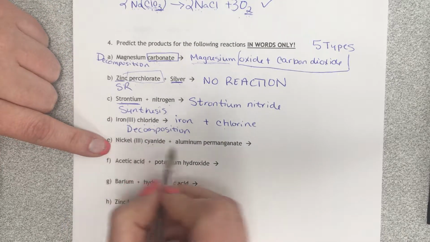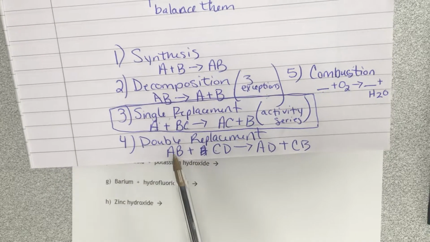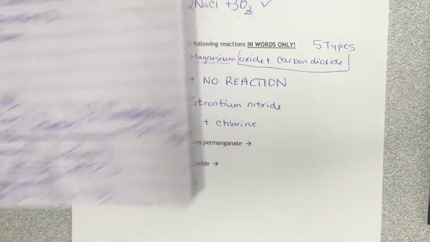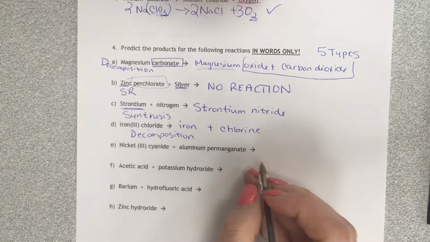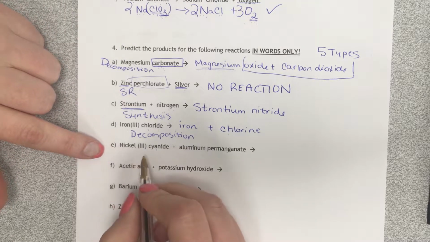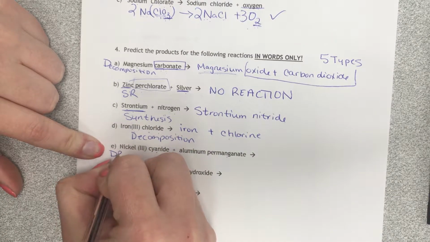Nickel 3 cyanide plus aluminum permanganate. So this one has two compounds. Okay, so we're looking at two compounds. They're going to switch places. This is one where we just assume the reaction happens. So all we have to do is just bring the words down. So nickel, don't forget your Roman numerals. This is a double replacement.